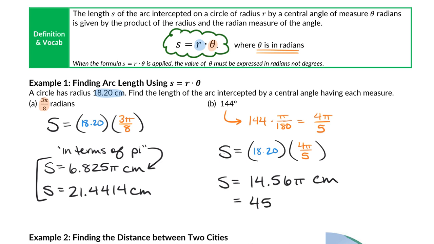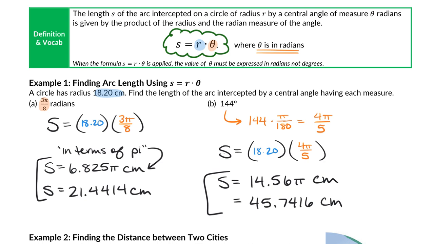And if we go ahead and press the pi button and multiply by that as well, we'd get 45.7416 centimeters. Make sure you pay attention to how the book wants you to round and or give answers. Like I said, I'm pretty sure for the most part it wants the rounded version, but if you ever see something in terms of pi, that's what I'm talking about. Don't press the pi button, leave pi there.